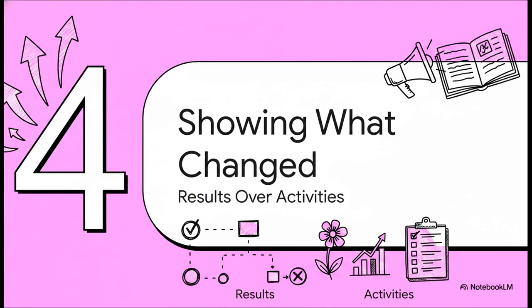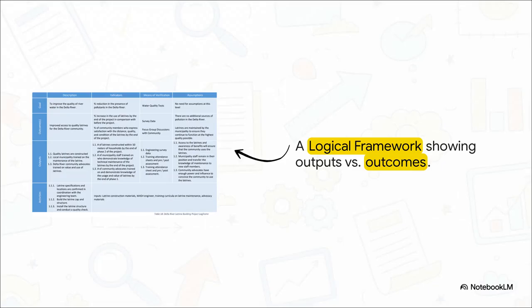Results over activities. Using a logical framework, we can clearly separate what you delivered, which is the output, from what actually changed in people's lives, which is the outcome. Let's say your activity is building a latrine. The output is the physical latrine itself, but the outcome? That's the community actually using that latrine, which leads to improved health. Your report literally has to reach that outcome level.